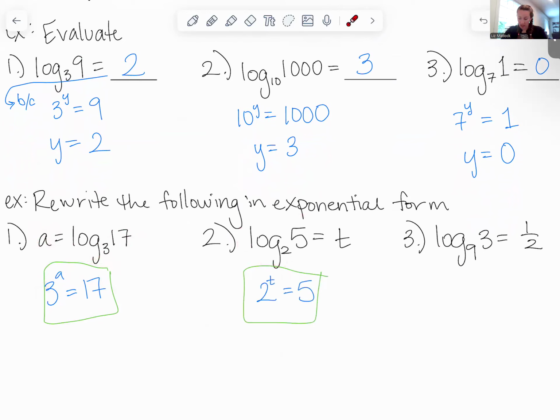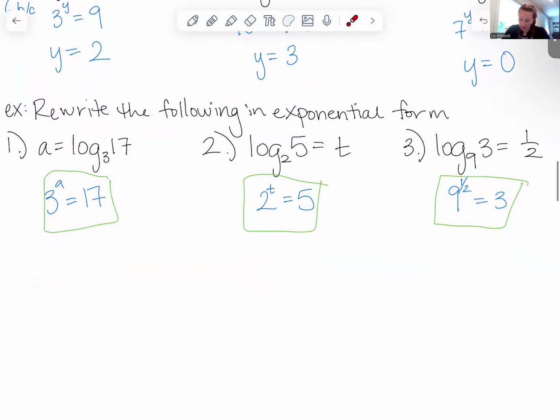Similarly, over here, I have base 2. This exponent would be here and equals the 5. So I think of this as being like 2 raised to something, but I need to switch what it's raised to. So it's going to be 2 to the t is equal to 5. And then over here, this one is already, there's no variable, there's nothing to solve for. It's already a true statement. So we've got 9 is going to be the base, and then we switch the 3 and the 1/2. So we've got 9 raised to the 1/2 is equal to 3. And that is true because the square root of 9 is 3.